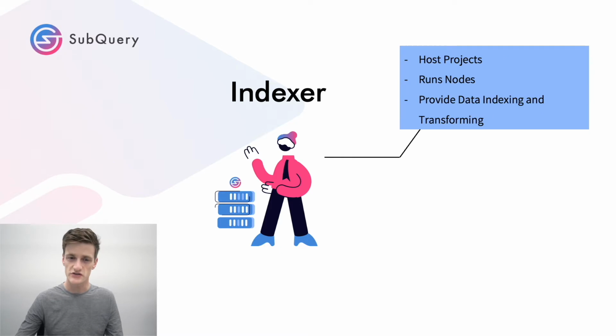Indexers do all the hard work in SubQuery. They run infrastructure, they manage that infrastructure, they monitor that infrastructure, and they maintain the uptime of the entire network. In exchange, essentially they will be rewarded in our SubQuery token.